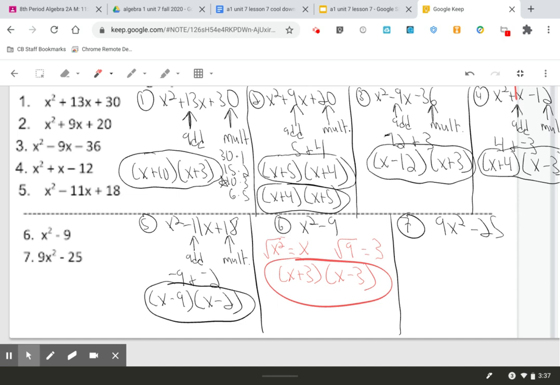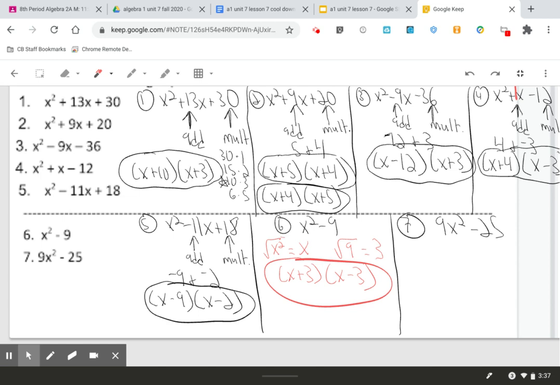Now, if I change this to x squared plus 9, I would not be able to use that shortcut. It has to be the difference of two perfect squares.